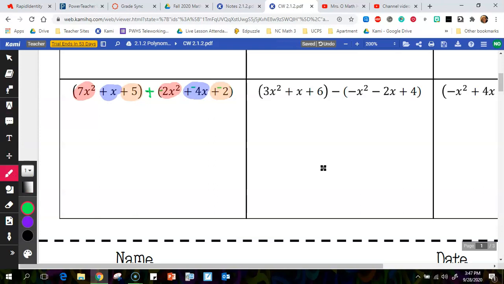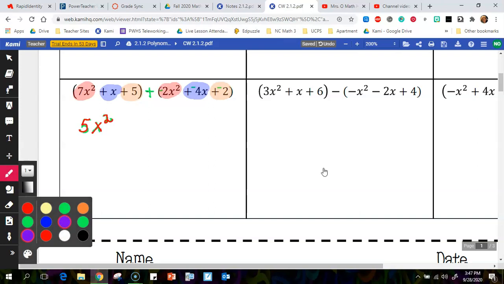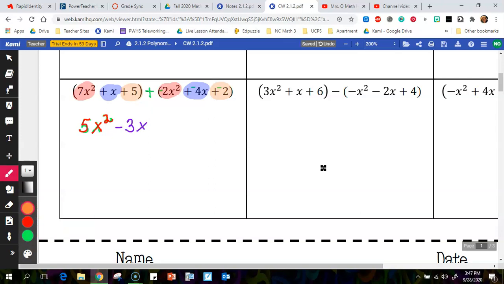We have 7 and -2, that's 5x squared. I should have done that in red. And then that looks like purple. I'm not sure if that's purple or blue. +1, -4, that's -3x. And then I think that's orange. 5 and -2 is +3.